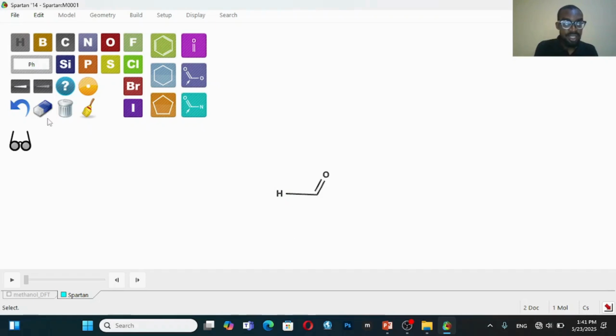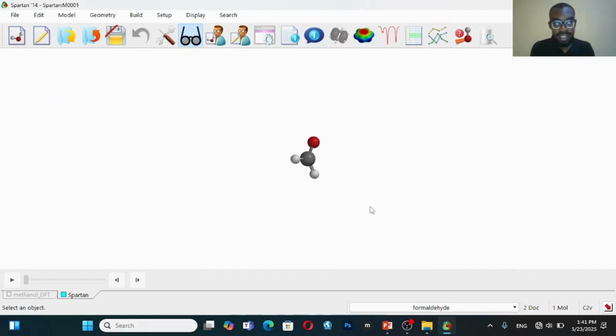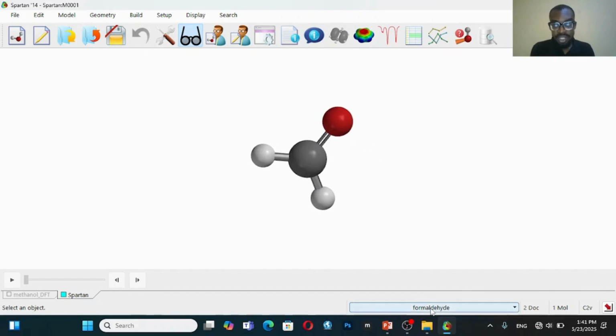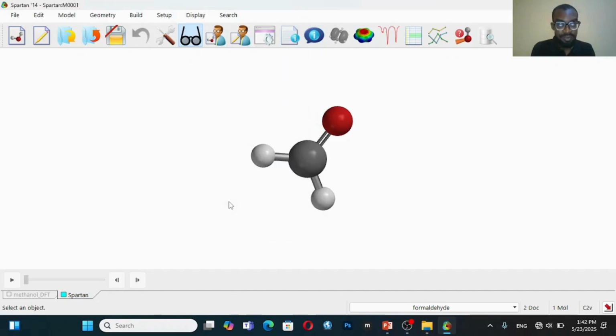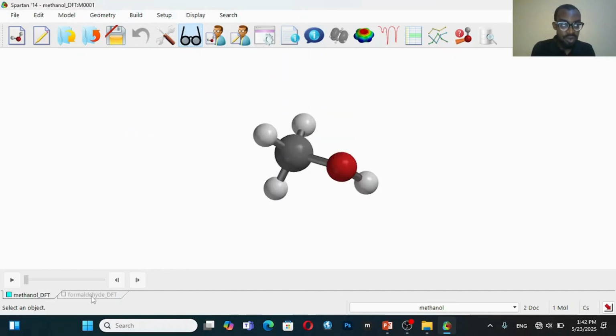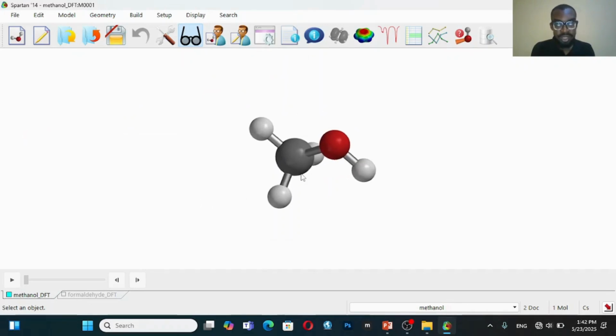Now, so let's clean this. Good. And then you can see it's this formaldehyde or methanol. Now you can choose to expand it, and then I'm expanding it. So this is methanol. Now the name is written here, formaldehyde. So what we want to do is to simply compare their energies to see which is stable and which is more reactive. So we save these two as formaldehyde, DFT. And let's go back to this. So we're going to work with this. That is methanol.